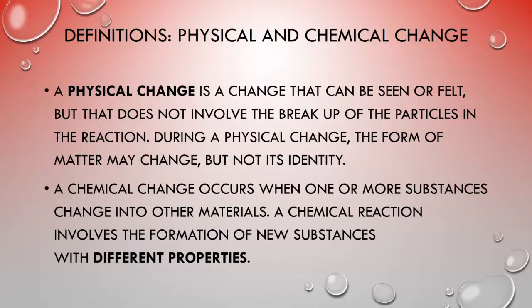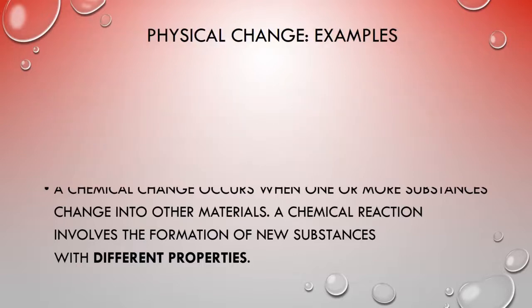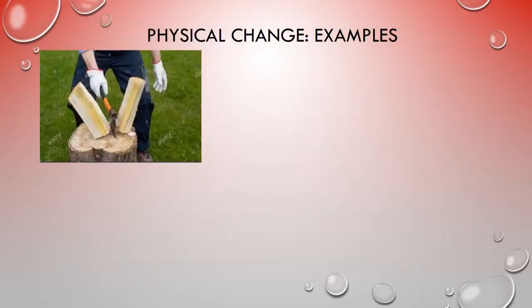A chemical change occurs when one or more substances change into other materials. A chemical reaction involves the formation of new substances with different properties. That is key. The properties are different. So let's look at some examples. Chopping that piece of wood into two. Yes, that's a physical change.